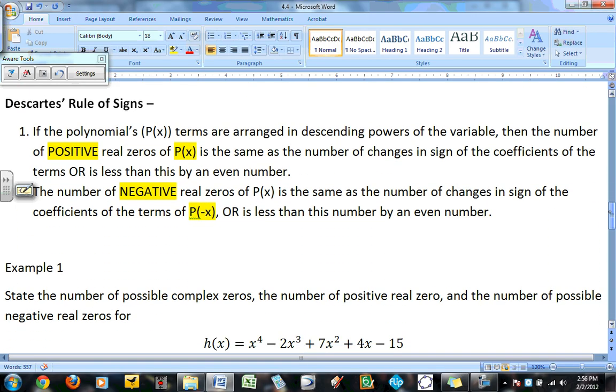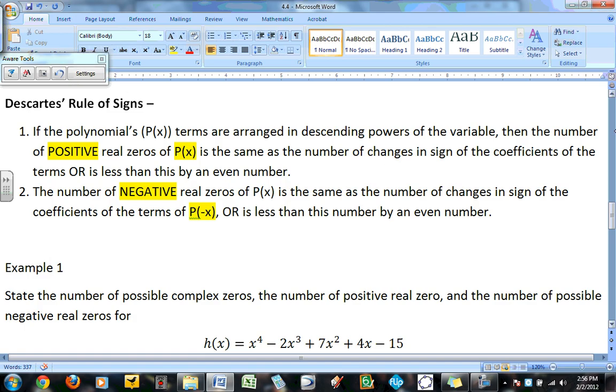All right. The next thing to talk about is called Descartes' rule of signs. Descartes' rule of signs says if the polynomial's terms are arranged in descending order, so that's what we want, then the number of positive real zeros, zeros that we can graph, zeros that we'll get factors of, is the same as the number of changes in signs of the coefficients.